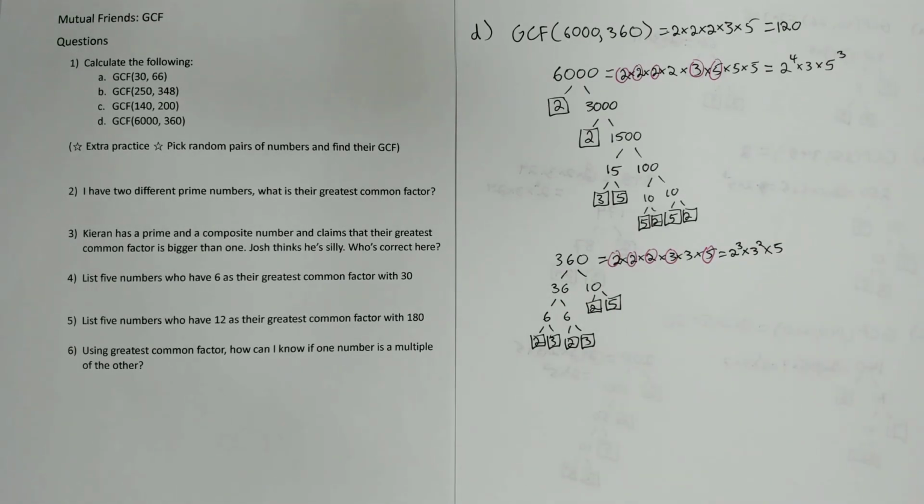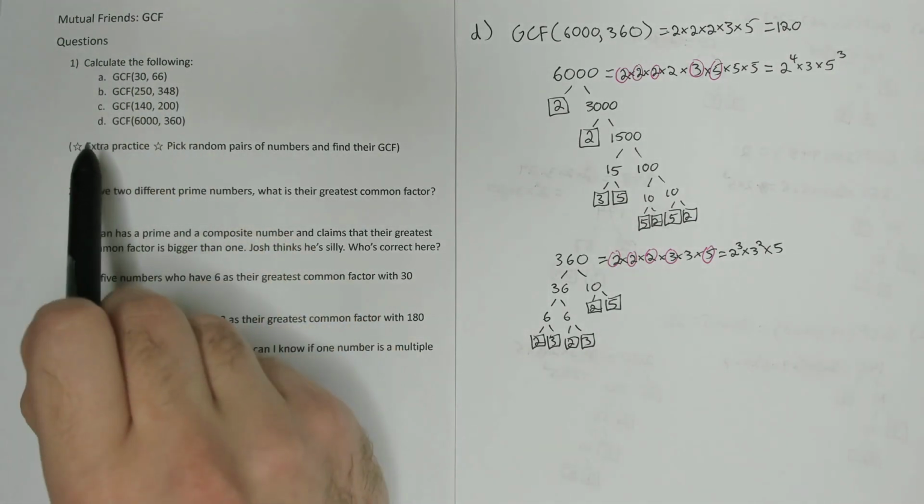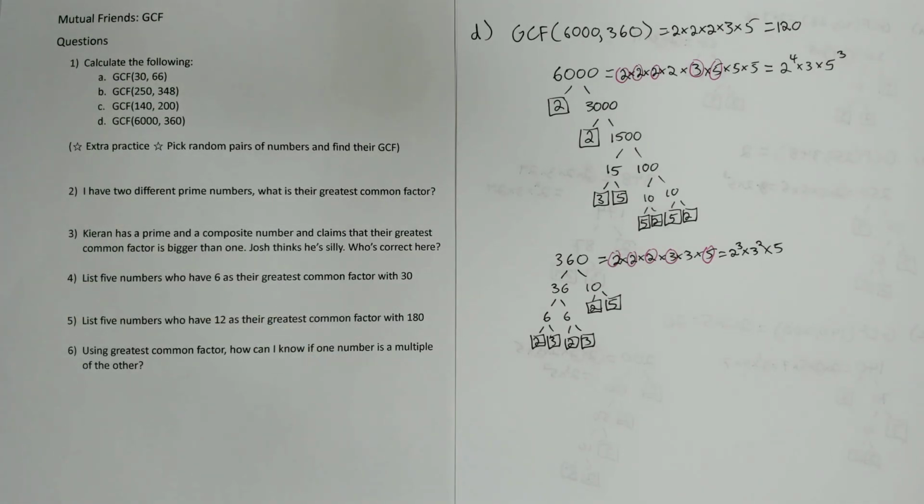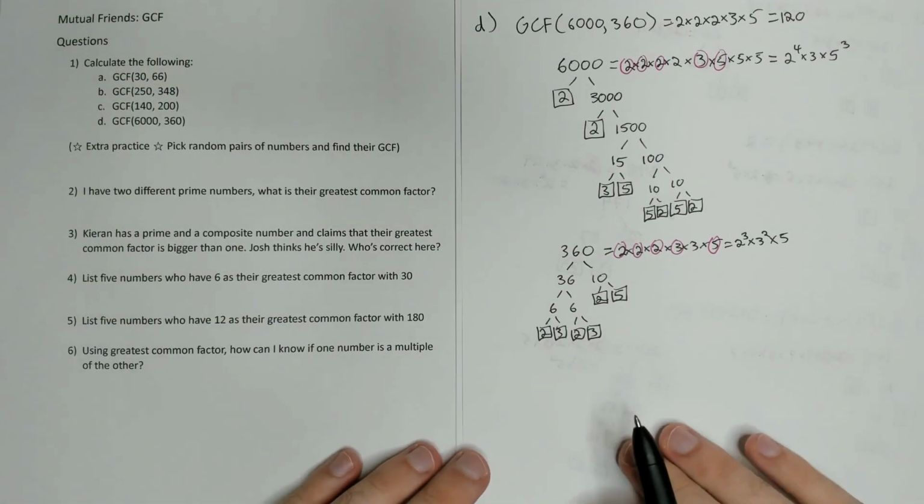All right, so that was question 1. And if you want some more practice with these, it's pretty simple. All you have to do is pick 2 random numbers and find what their greatest common factor is. All right, so let's go on to question 2.